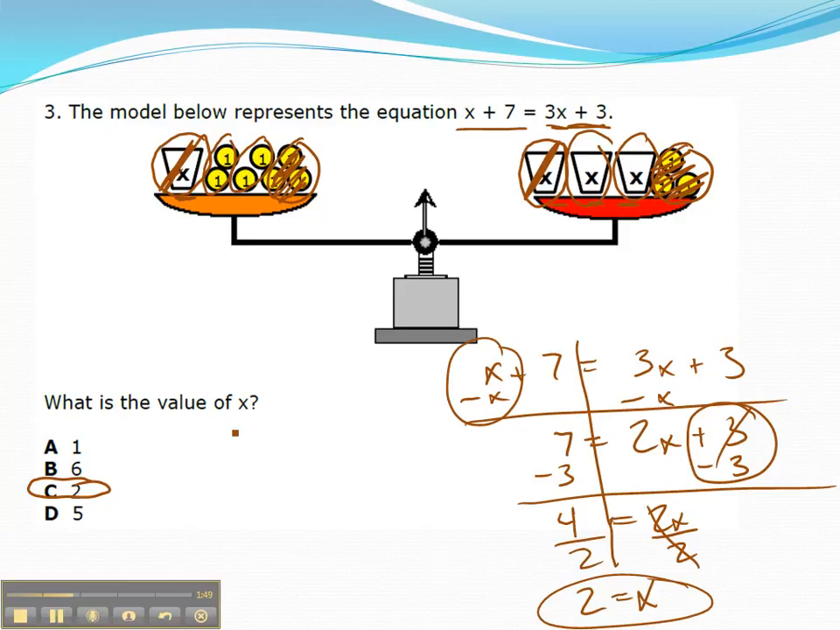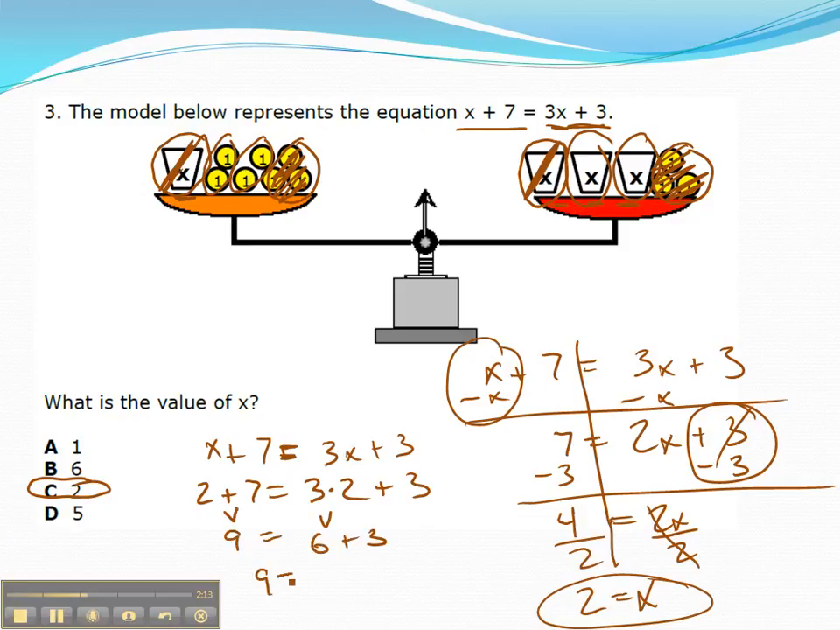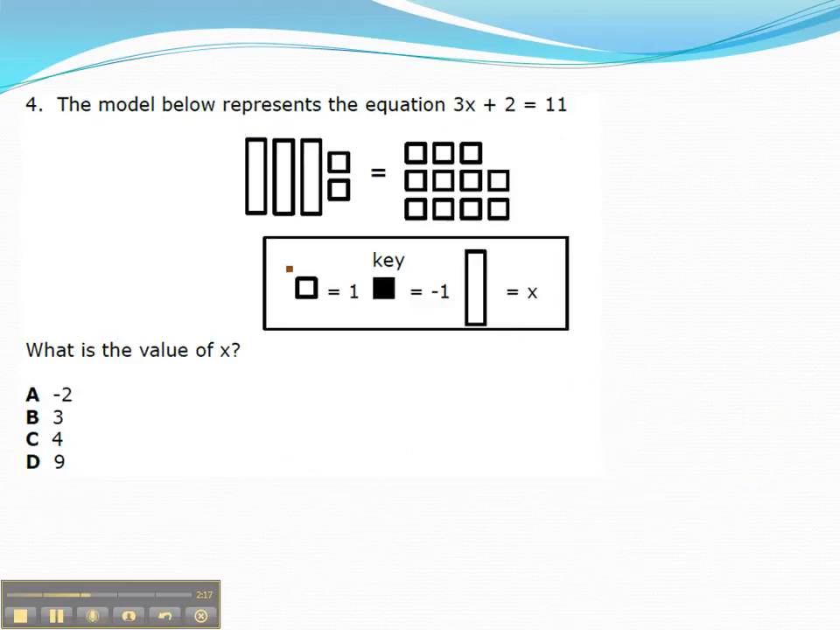Now let's check our work. Original equation is x plus 7 equals 3x plus 3. If x is really 2, then I should be able to put 2 everywhere I see x. Instead of x plus 7, I want 2 plus 7 is equal to, instead of 3 times x, 3 times 2 plus 3. 2 plus 7 is 9. 9 is equal to 6 plus 3. Yes, it is. 9 equals 9. We've checked our answer. We can move on to number 4.